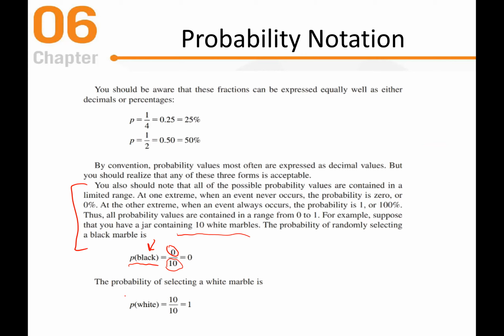On the other hand, what is the probability of selecting a white marble, right? Well, there are 10 possible outcomes, and 10 of them are white marbles. So 10 out of 10 gives us 1, right? And so if we were to express that as a percentage, that would be 100%. All right. Okay.